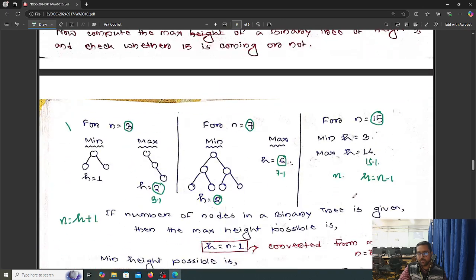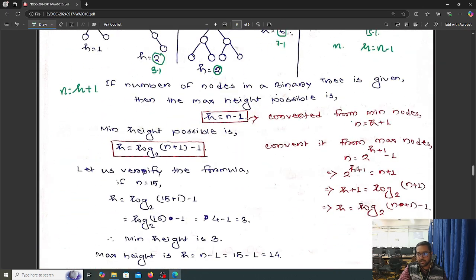How can we derive it? Okay, so the formula is like this. Now let us derive it. So 2 to the power h plus 1 should be equal to n plus 1, right? So take this 1 from the right side to the left side. Now if we omit this 2, we should take log on the right hand side. So h plus 1 should be equal to log of n plus 1. And now h can be obtained using log of n plus 1 minus 1.